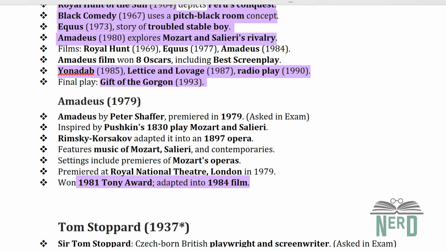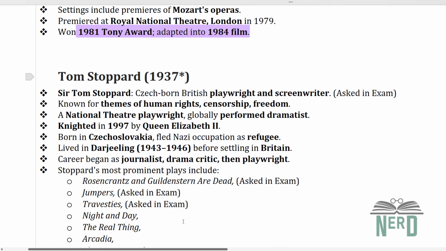Alan Sillitoe and Peter Shaffer represent two sides of post-war British creativity. Sillitoe gave voice to working-class realism, while Shaffer brought psychological and philosophical depth to the modern stage. Both reshaped the English literary landscape of the 20th century, each in their own unforgettable way.